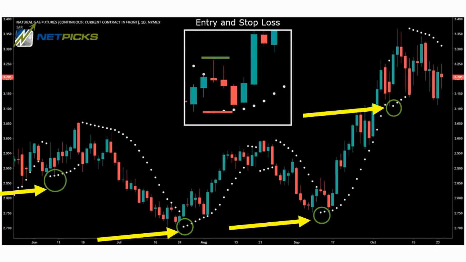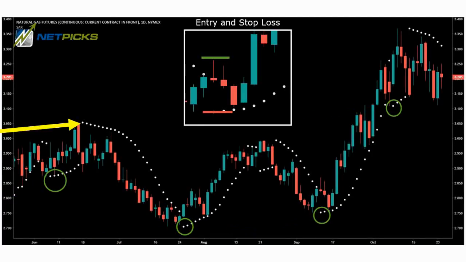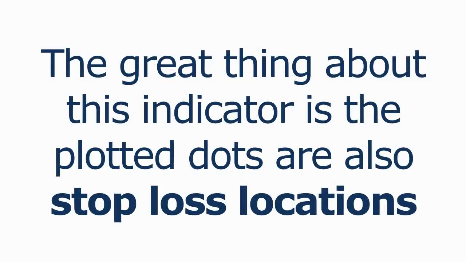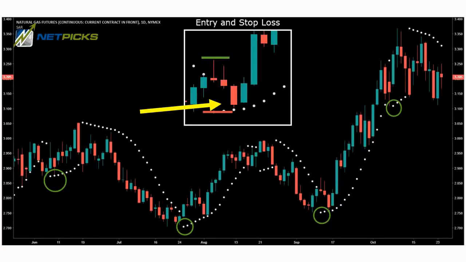This chart of natural gas futures shows four locations where a buy signal would have been offered as a trading opportunity. When you see the white dots on top of price, we should consider the market to be in sell mode. Once the dots flip to the bottom of the candlesticks, we would consider a buying opportunity. The great thing about this indicator is the plotted dots are also stop loss locations. In the inset picture, you can see that price flipped to the bottom, which is a buy signal. And there are a few ways that you can enter a Parabolic SAR setup.